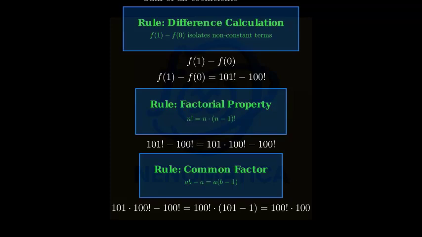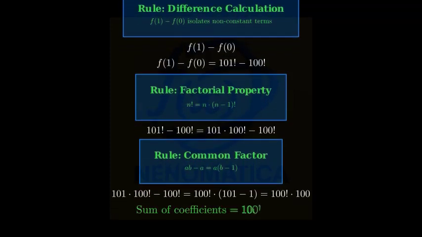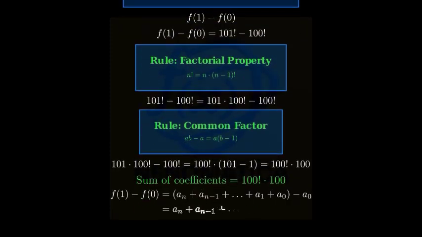Now, we've reached our final answer. The sum of all coefficients in the expanded form of (x + 1)(x + 2)...(x + 100) is 100 factorial times 100. Let's understand why this approach works. The difference f(1) minus f(0) gives us the sum of all coefficients of terms containing x, the non-constant terms. Since f(0) equals a sub 0, the constant term, and f(1) equals the sum of all coefficients, their difference represents the sum of all non-constant term coefficients.